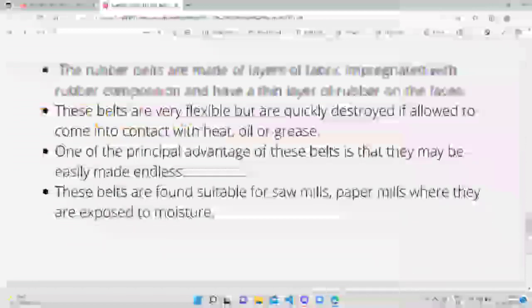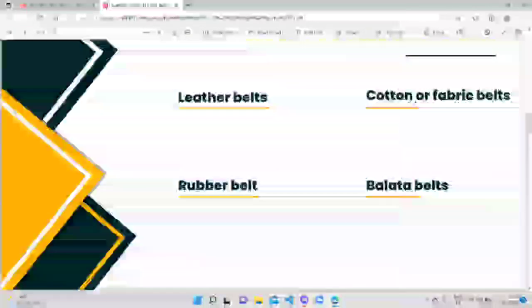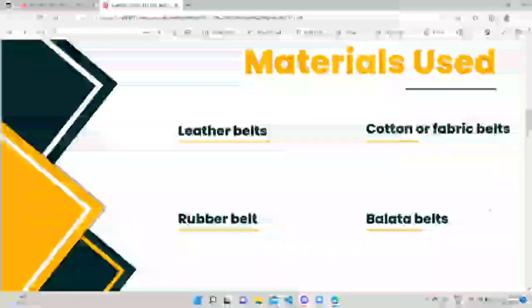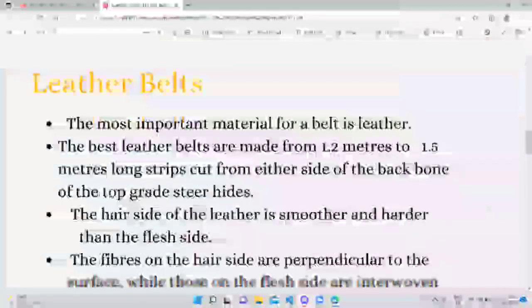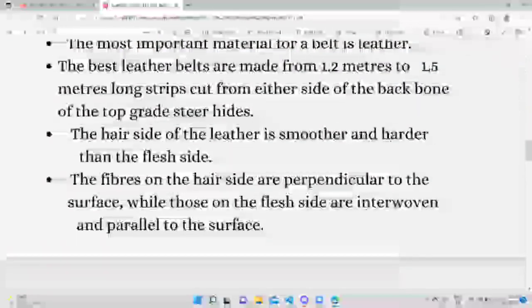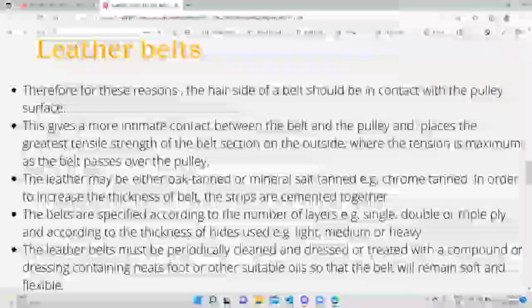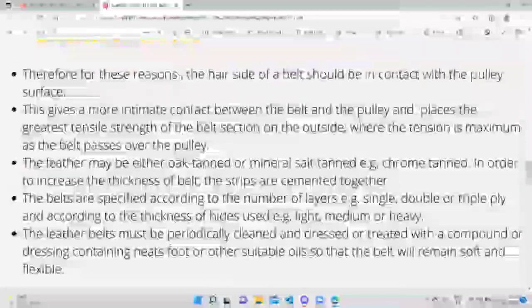On the recap, the four types of belts which we use are leather belts, cotton or fabric belts, rubber belts, and balata belts. Leather belts are made of leather, which has a hair side and a flesh side. The hair side is smoother and the flesh side is harder. These belts are specified according to the number of layers and thickness of plies used. These leather belts are used mostly in industries.